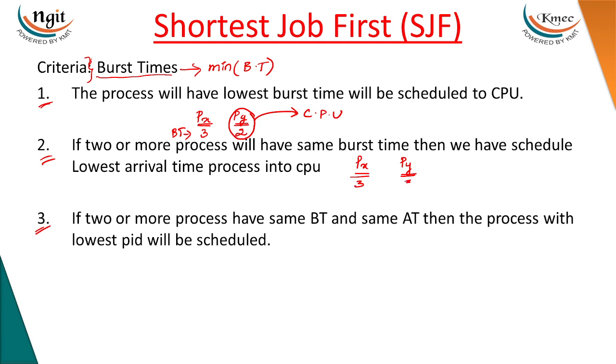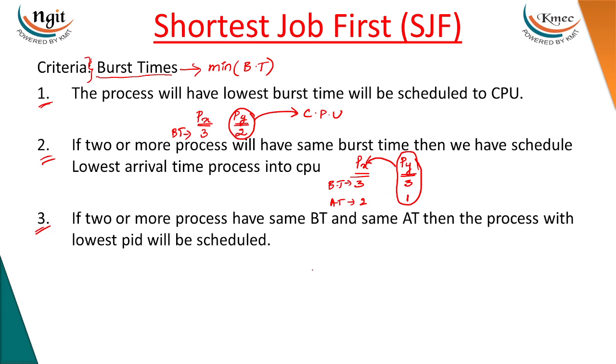The second scenario is where Px and Py both have the same burst times, that is 3 and 3. At this point you need to take their arrival times into consideration. If Px arrived at 2 and Py arrived at 1, then you schedule Py first, then Px.